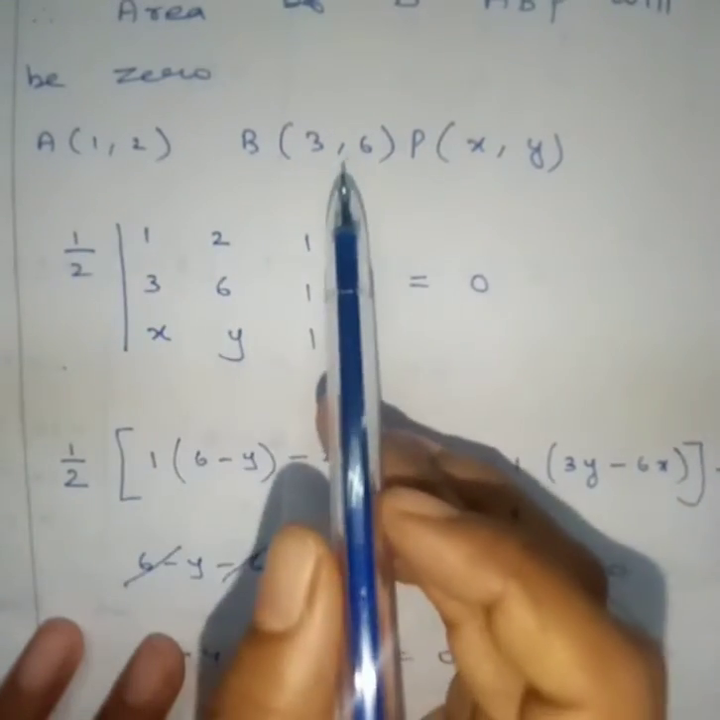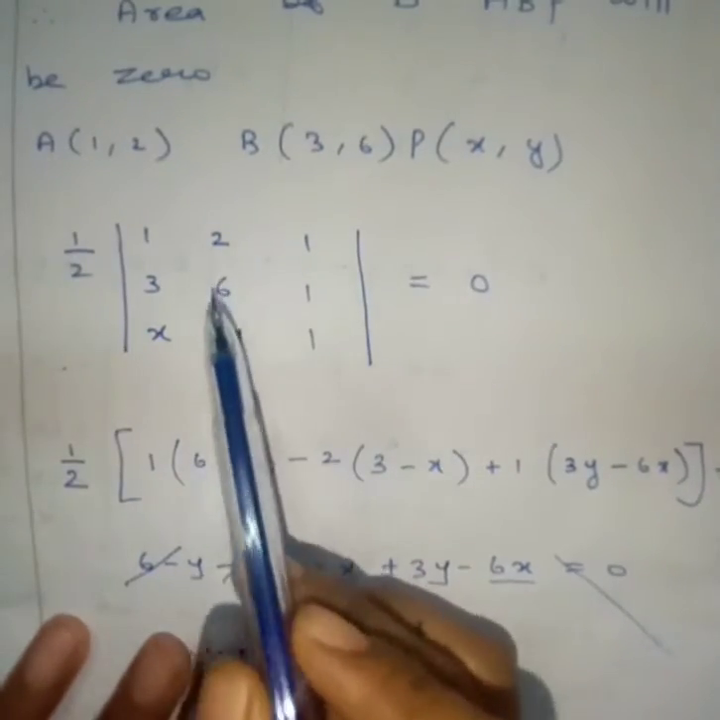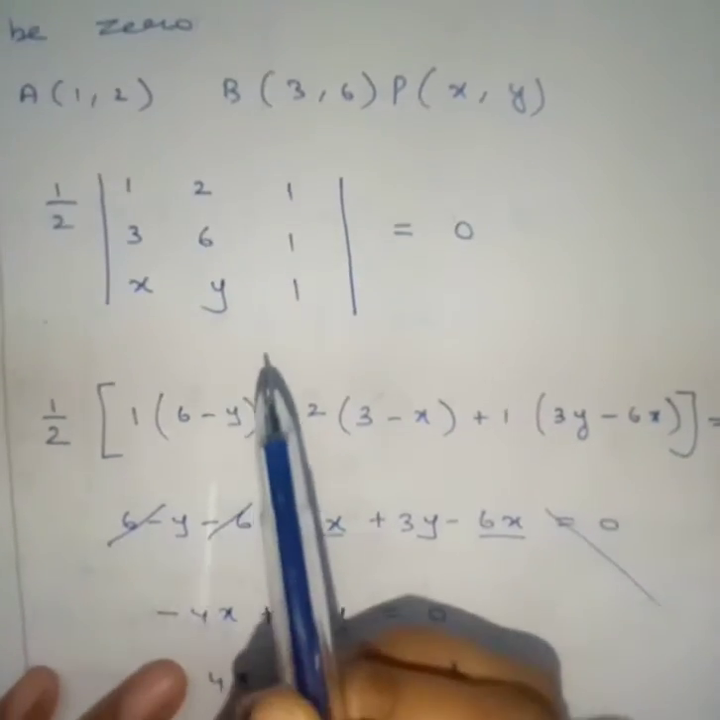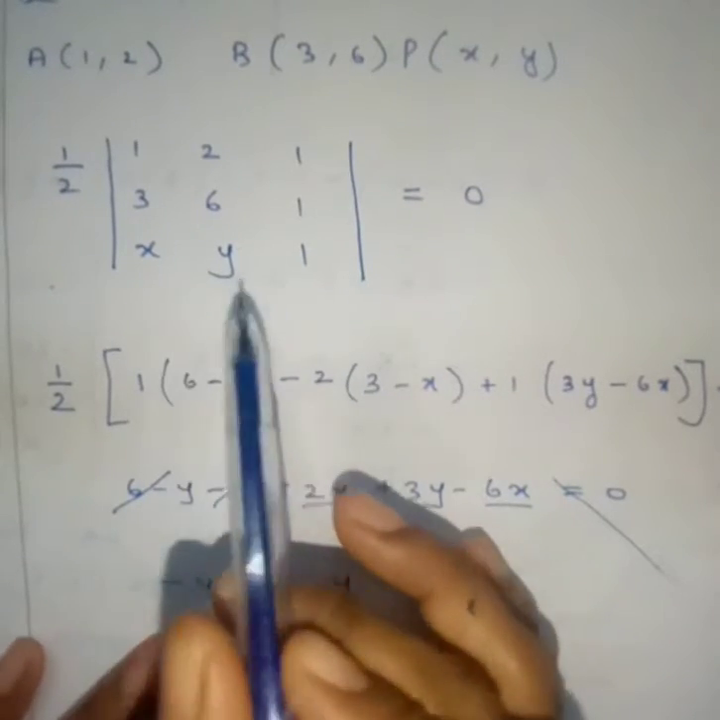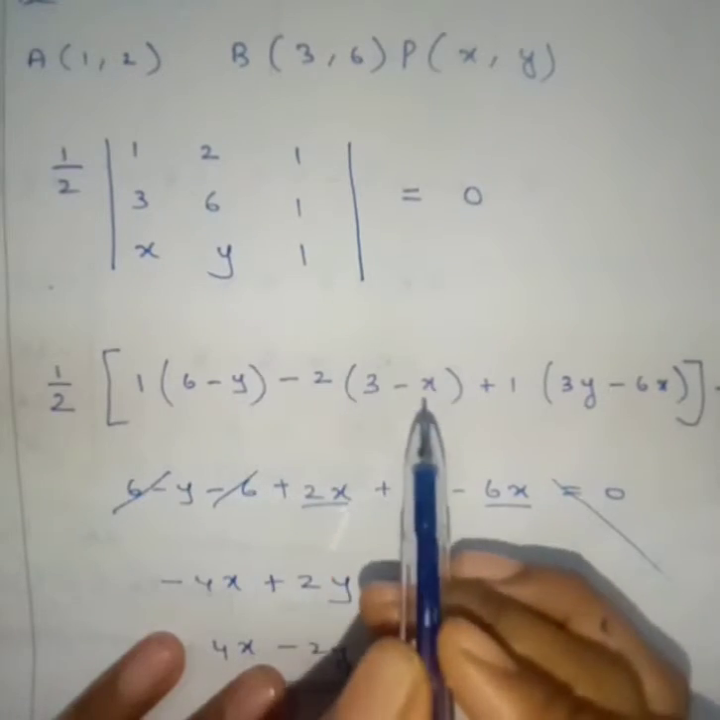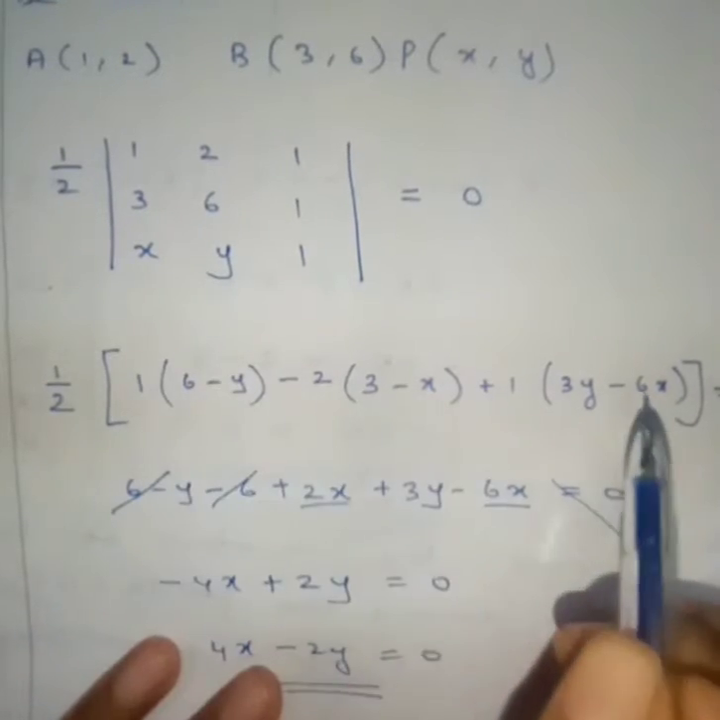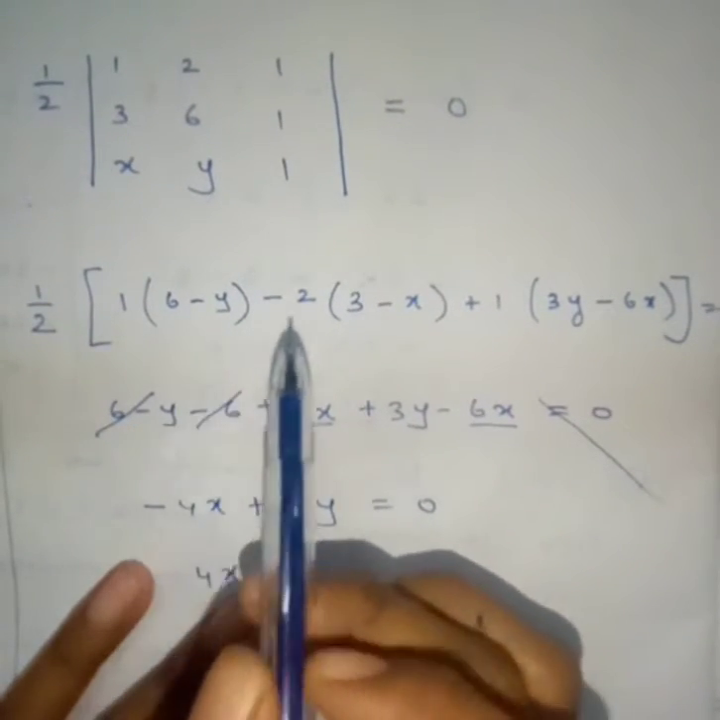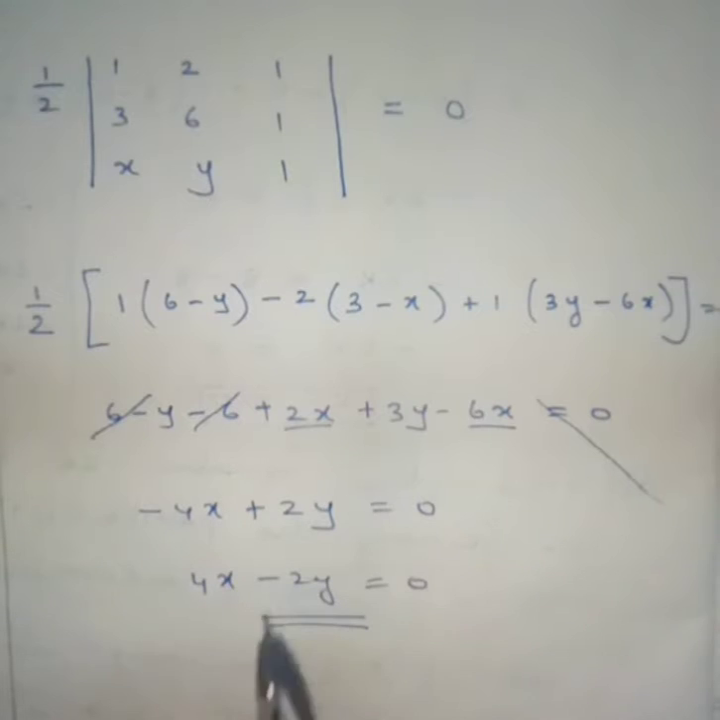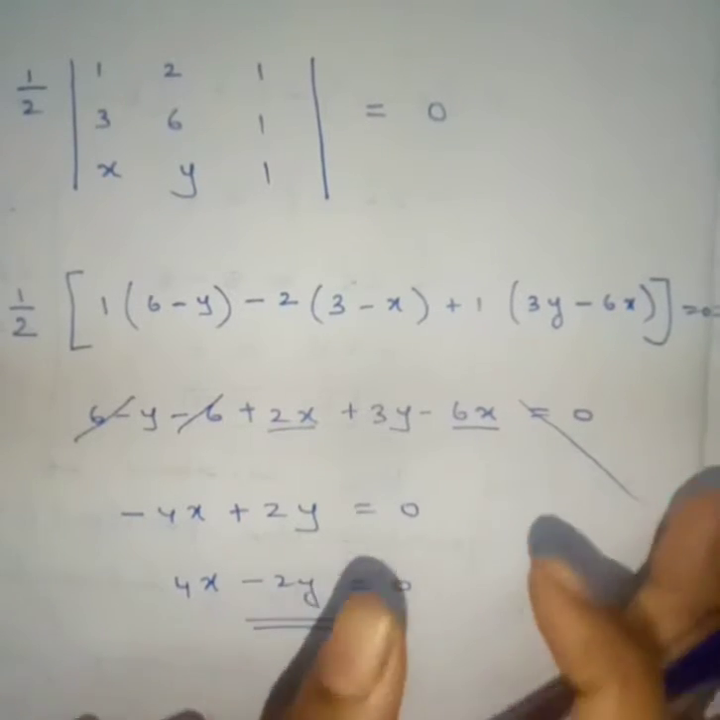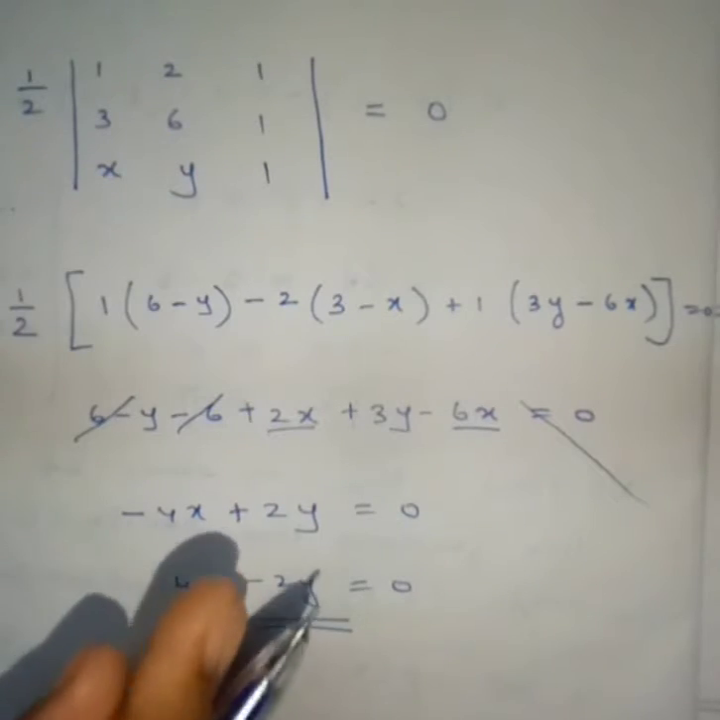So A, B, P: 1, 3, x; 2, 6, y; 1, 1, 1 equal to 0. So like numbers, we are going to expand this with alphabets also. So 1 into 6 minus y minus 2 into 3 minus x plus 1 into 3y minus 6x equal to 0. Multiply this inside. After simplification, you will get 4x minus 2y equal to 0. This 2 will go that side. 2 into 0 will become 0. Okay. So with this, area of the triangle part gets over.